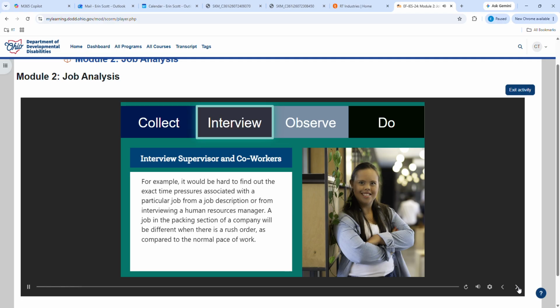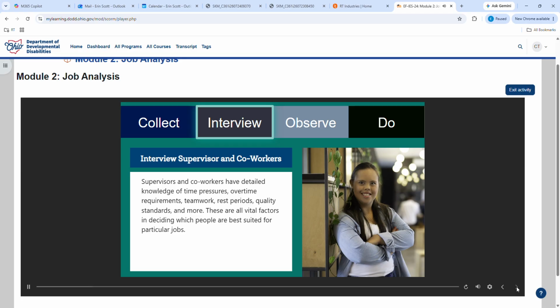For example, it would be hard to find out the exact time pressures associated with a particular job from a job description or from interviewing a human resources manager. A job in the packing section of a company will be different when there is a rush order as compared to the normal pace of work.